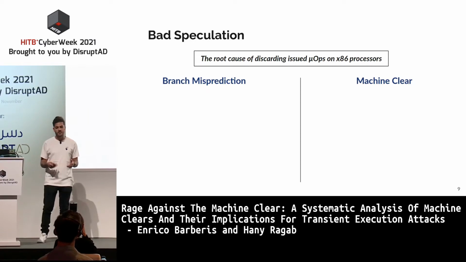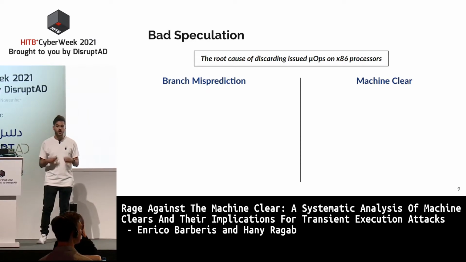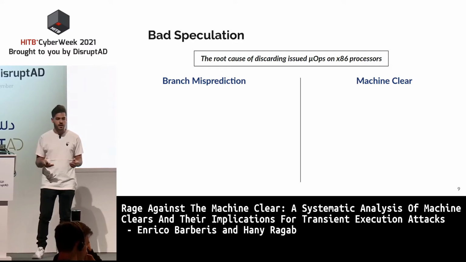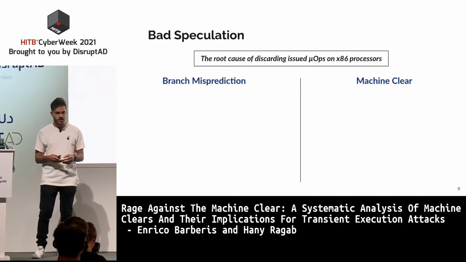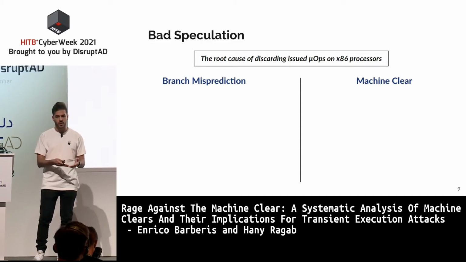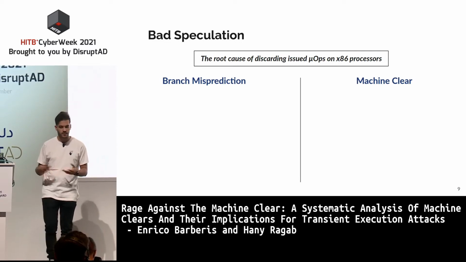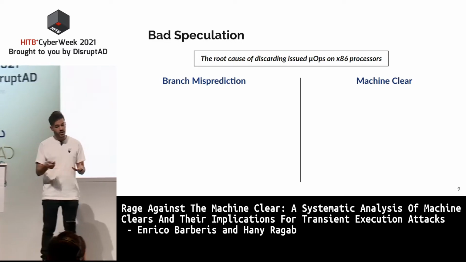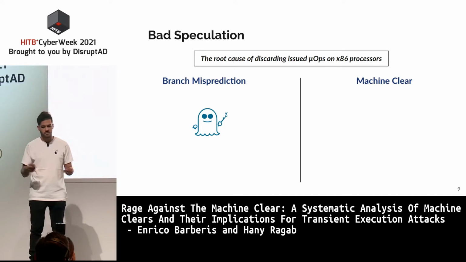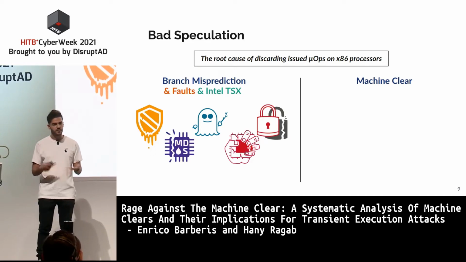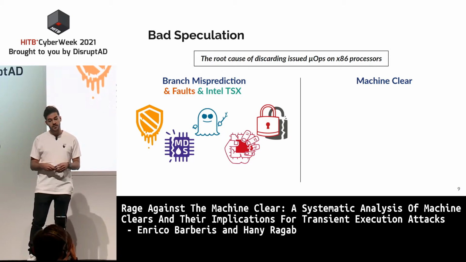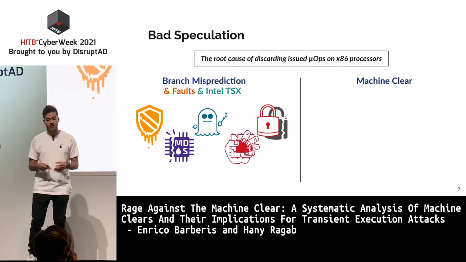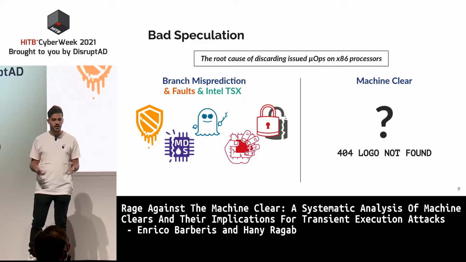And the second class is machine clear, where a machine clear condition, when it occurs, flushes the entire pipeline and resumes the execution from the last retired instruction. So it's not waiting to mispredict a branch. It's a deterministic condition that once it occurs, it flushes the entire pipeline and resumes from the last retired instruction. Well, branch misprediction has been widely explored in, for example, Spectre, and along with different types of faults and different ways of aborting an Intel TSX transaction, all these three methods have been widely explored in all previous transient execution attacks. The class of machine clear remains widely unexplored until now.